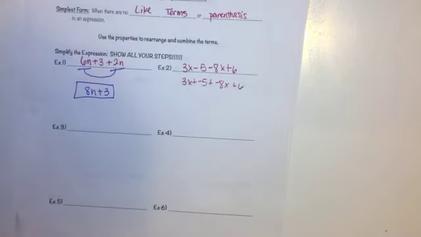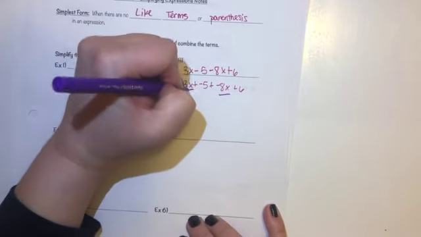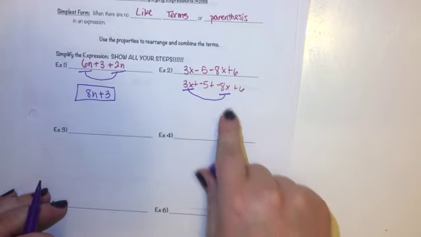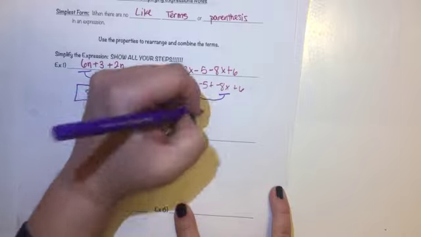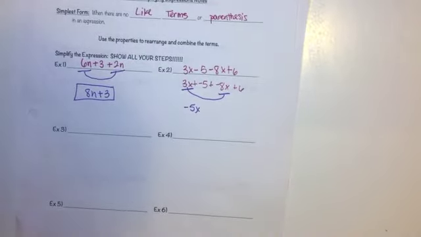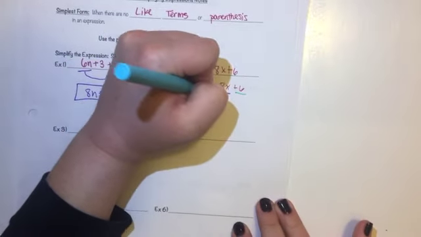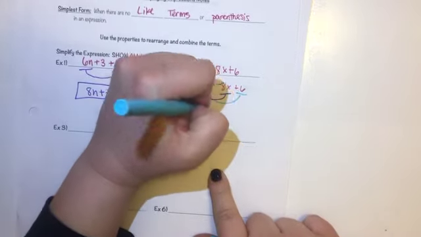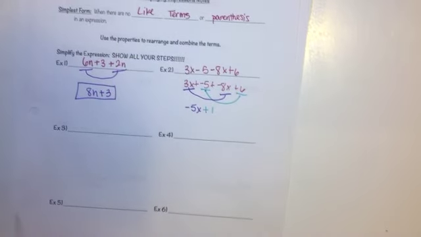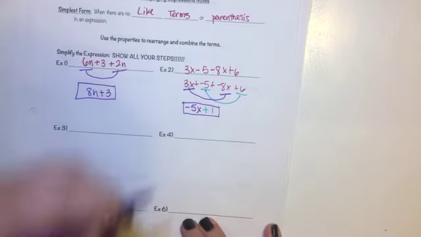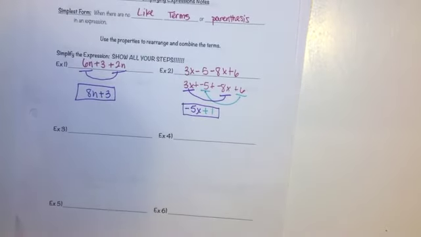Now we can identify our like terms. I'm going to use purple to identify my coefficients and combine those. We've got 3x and negative 8x. Well, 3 plus negative 8 is negative 5x. And then we're going to identify our constants, which together are also like terms. Negative 5 plus 6 is just going to be a positive 1. So our final answer is negative 5x plus 1, and that's our most simplified form.